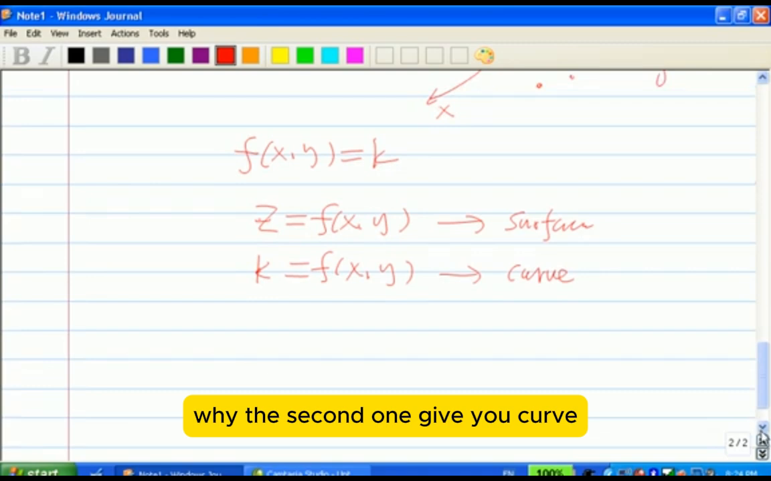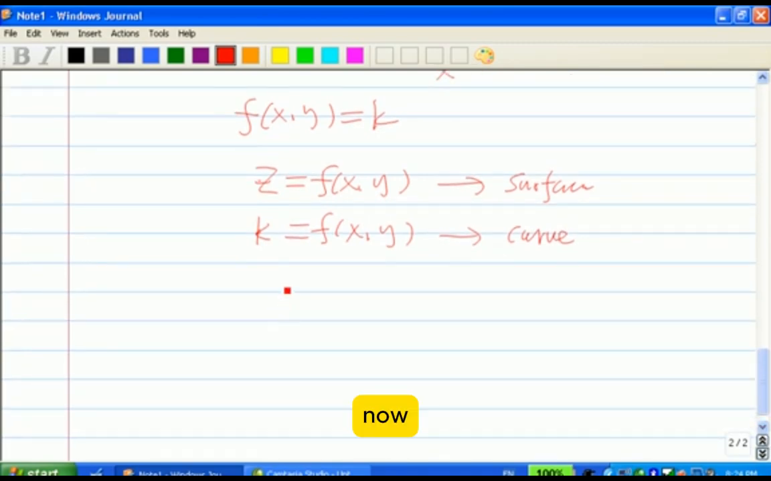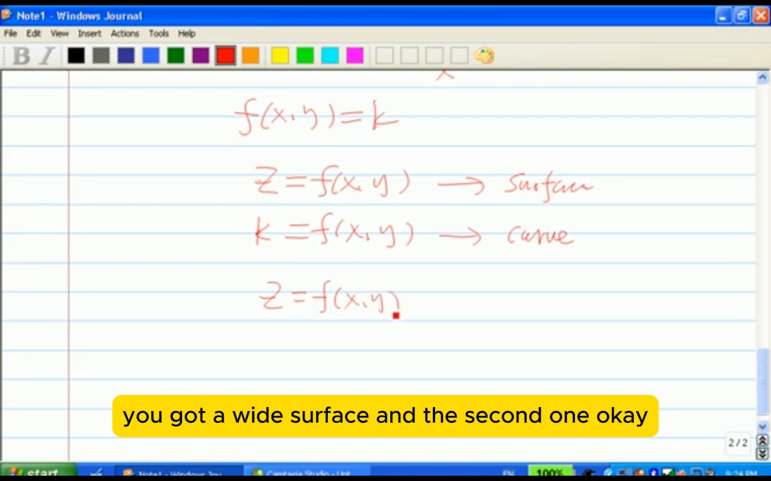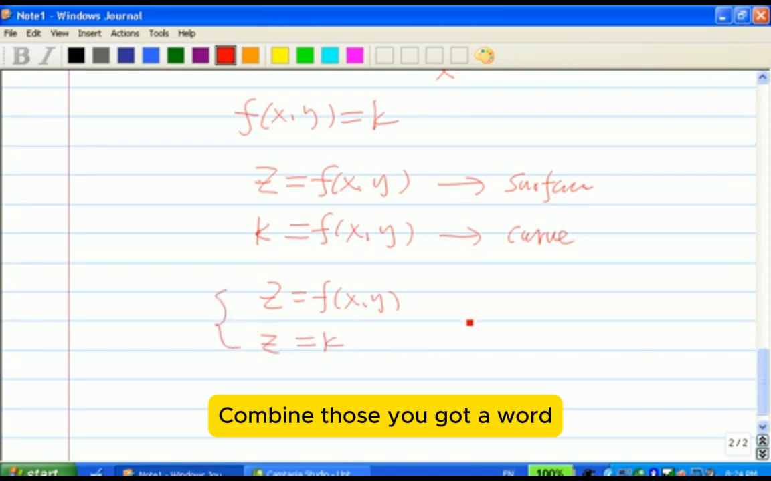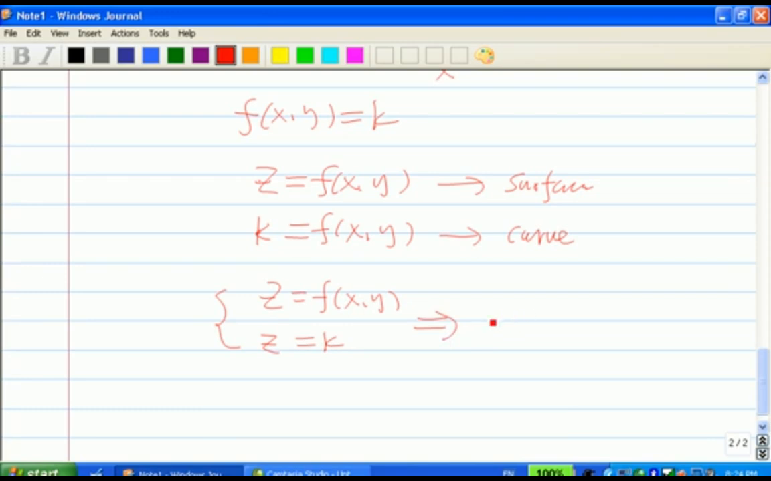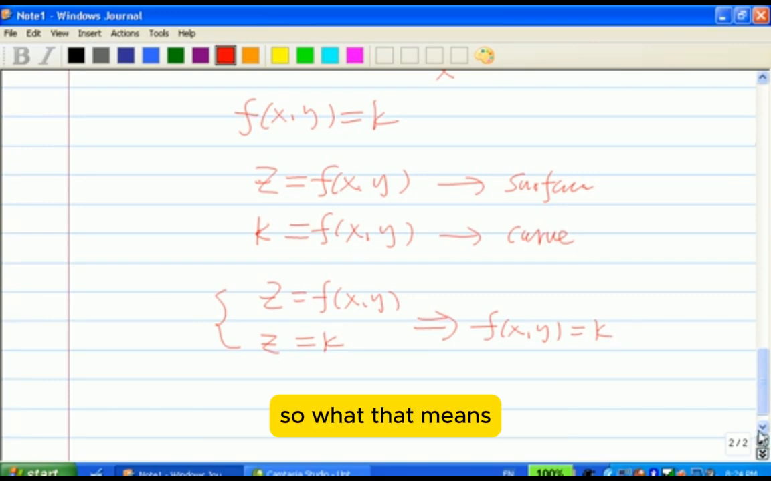Why does the second one give you a curve, and what kind of curve is that? Now, this really means this. You got one surface, and the second one, z equal to k. Combine those, you got what? You got f(x,y) equal to k, right? So what does that mean?